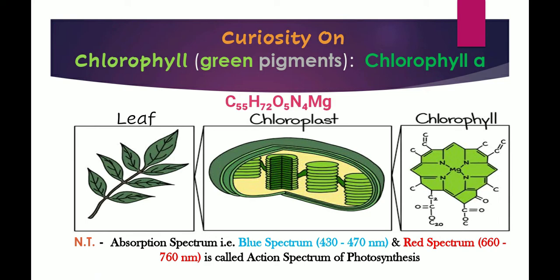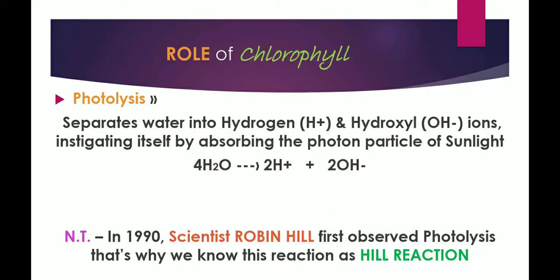Note down the special fact: visible light is split through a prism into 7 spectrums, that is VIBGYOR, we all know, right? There are violet, indigo, blue, green, yellow, orange and red. Chlorophyll traps sunlight in the blue and red spectrum. That's why photosynthesis happens. This is why these two spectrums are called the action spectrum of photosynthesis.